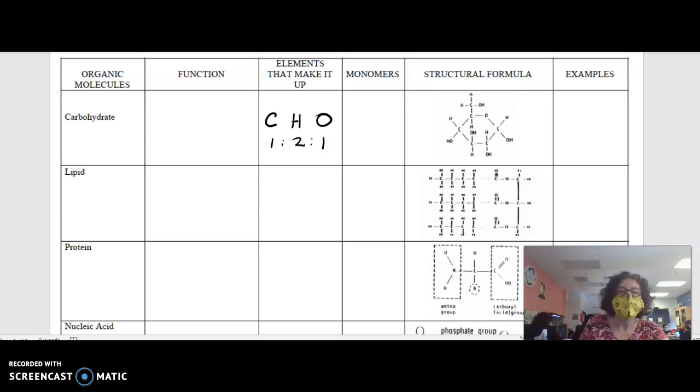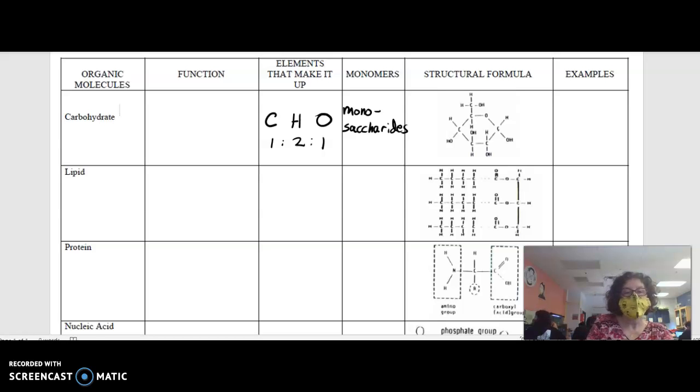Okay. The monomers of carbohydrates are called monosaccharides. We talked about that last class. I can't fit it, so I'm just going to go saccharides, which means single sugar is literally what mono means. One sugar, or a simple sugar, little sugar, okay?